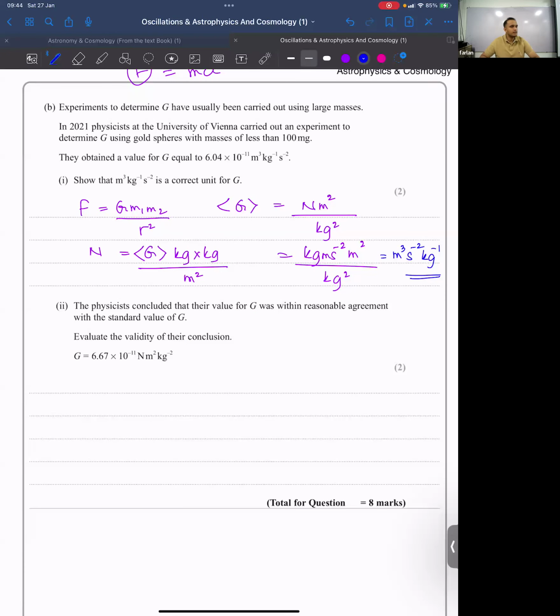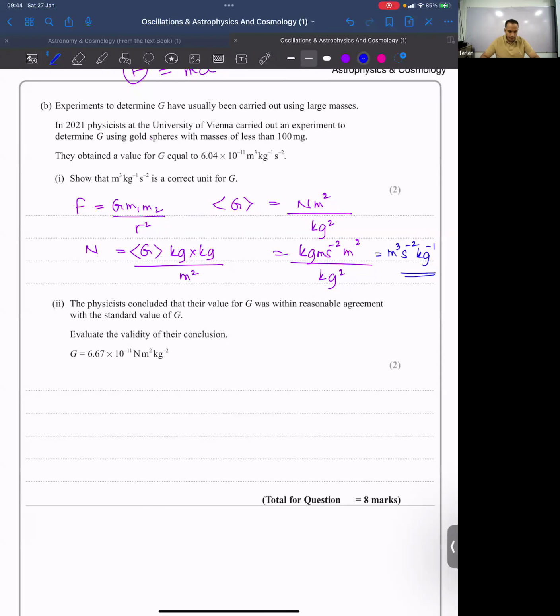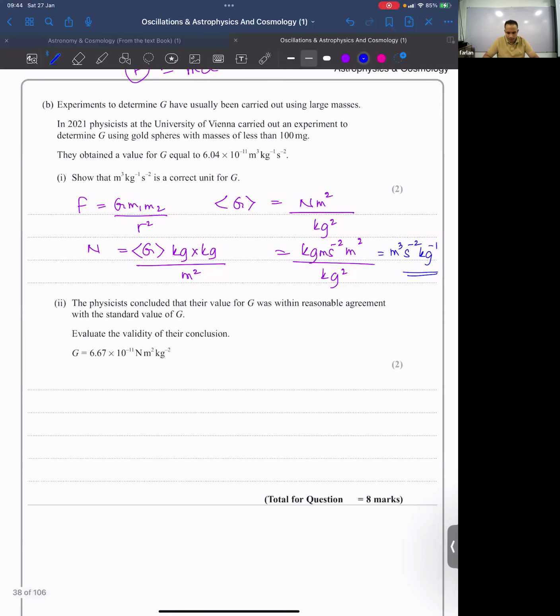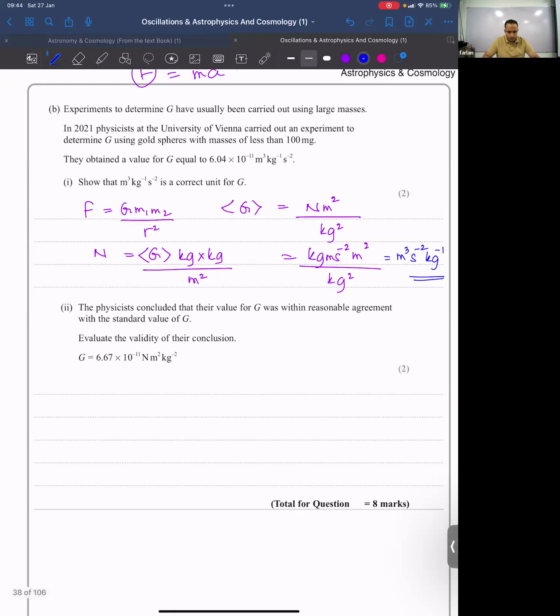Right? The physicists concluded that their value for G was within reasonable agreement with the standard value of G. Evaluate the validity of their conclusion. The standard value of G is 6.67 into 10 to the power minus 11. The value they have calculated is 6.04 into 10 to the power minus 11. Let's see how much the percentage difference is. If that percentage difference is less than maybe about 10%, we can agree.